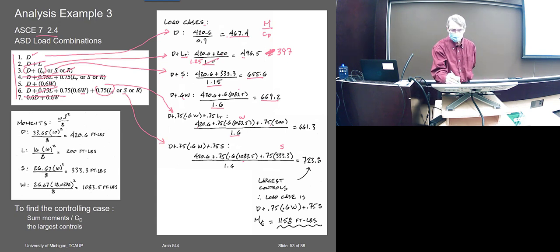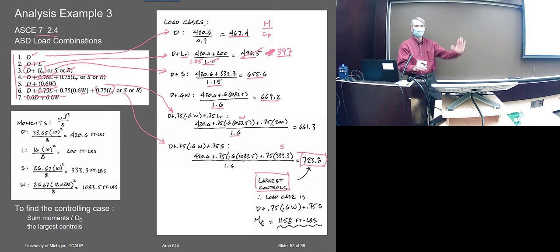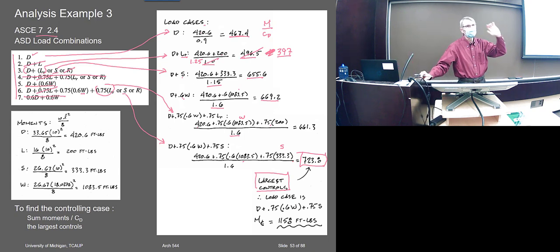And then you look at these numbers that you've calculated. Whoops, not that one. That one. And you choose the largest controls. Okay, so that would be that guy. So all that is simply to determine what your controlling load case is. So you don't use this number for anything except to determine the load case. The number you will use is the moment, which should be this number, right?